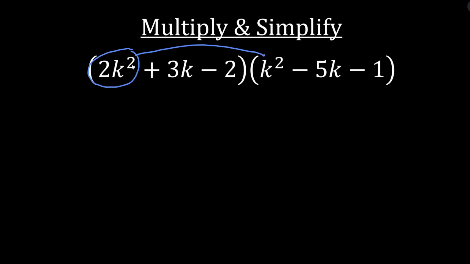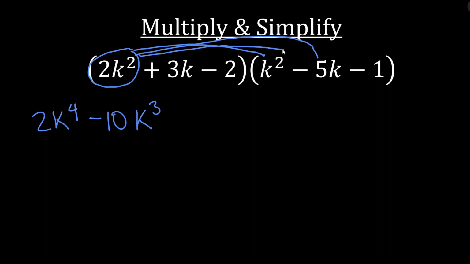So 2k squared times k squared is 2k to the fourth. And then we're going to the next term here times negative 5k. So 2 times negative 5 is negative 10. And then k squared times k, that is k to the third power. And now we're moving on to the last one here. Sorry, my lines got a little unorganized. Minus 1, that's easy. It's just minus 2k squared. Awesome. Let me erase these.